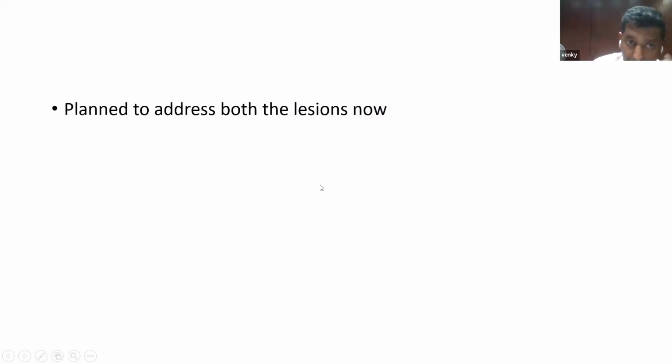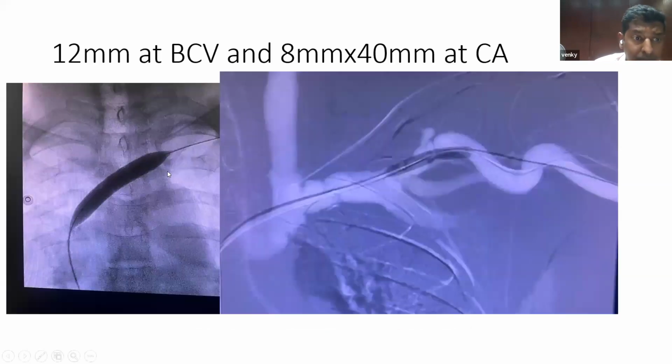As this time the patient had a prolonged bleeding time as well, we wanted to address both the lesions. We started with the 12 and 14 mm balloons for the brachiocephalic vein, and we used the 8 and 9 mm balloons for the cephalic arch. Again, both the balloons effaced completely without any waist. But this is the post-procedure angiogram.